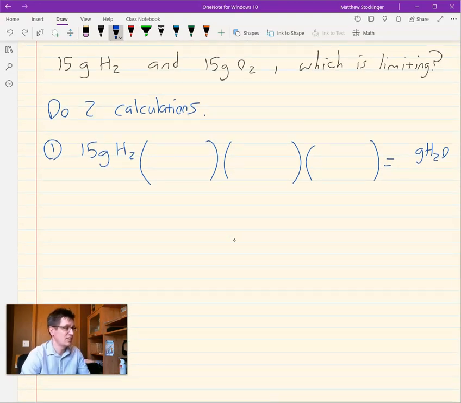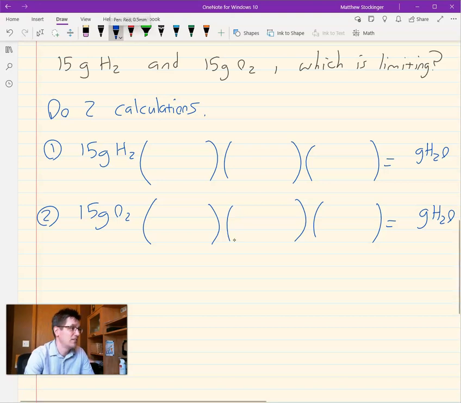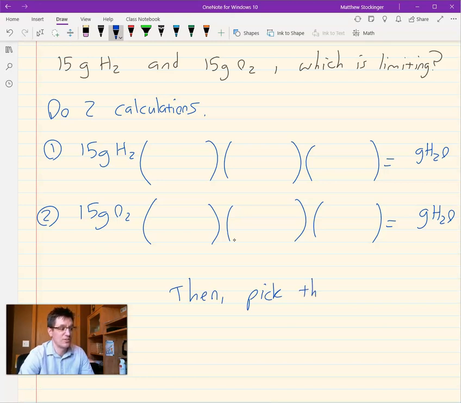Okay, then you're going to do a second calculation, starting with the 15 grams of O2, 3 parentheses, and that's going to end with grams H2O as well. Okay, then you just pick the smaller answer, and that's all there is to it. Whichever one of those two is smaller, that's going to tell you which reactant is the limiting reactant. Okay, it's as simple as that.